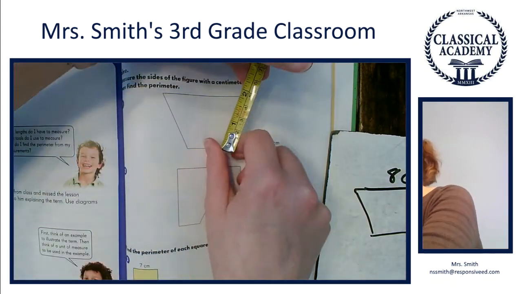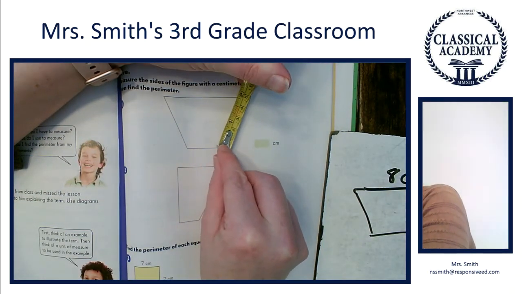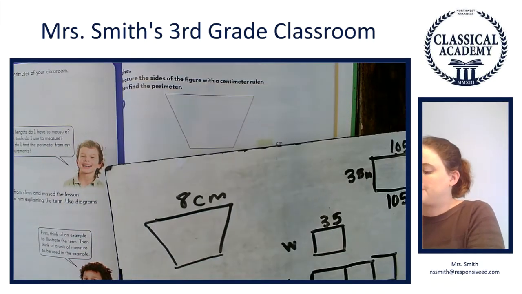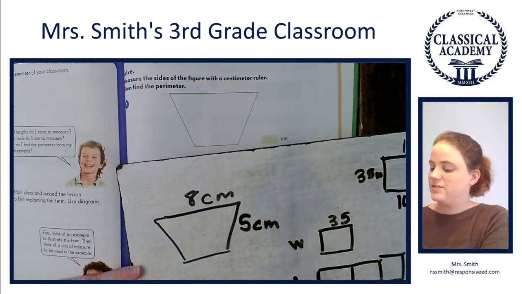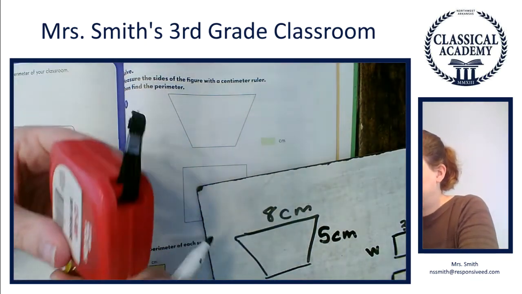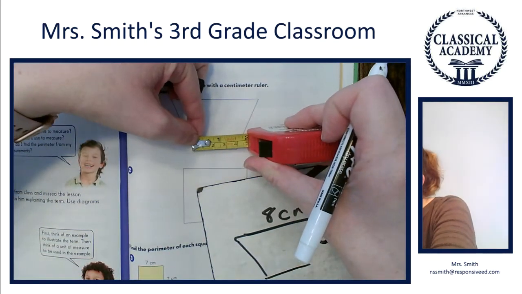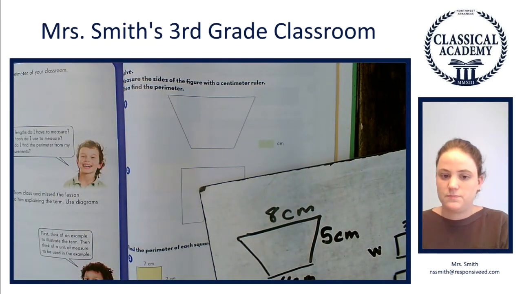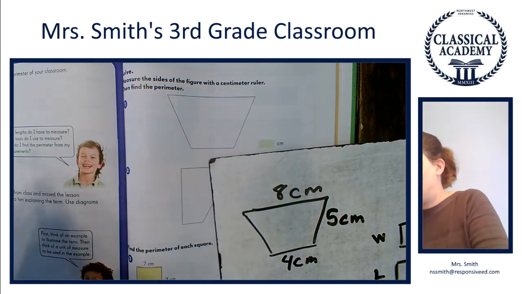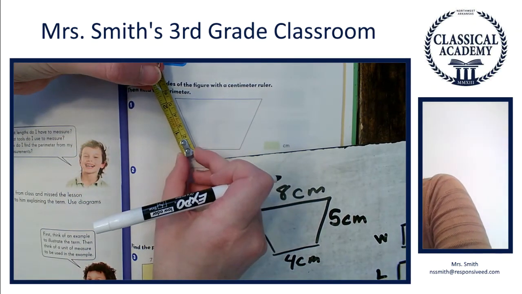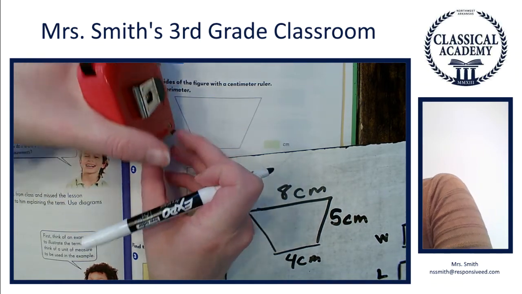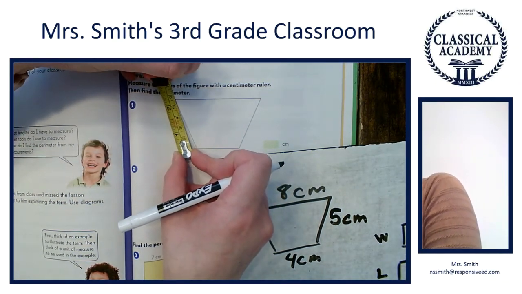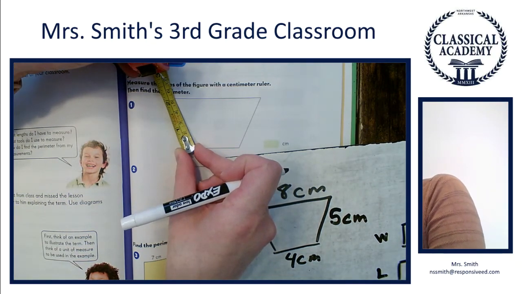And then over here, 5 centimeters. 5 centimeters, and then on the bottom, 4. And then on this other side, because this is a strange shape, looks like 5 again.